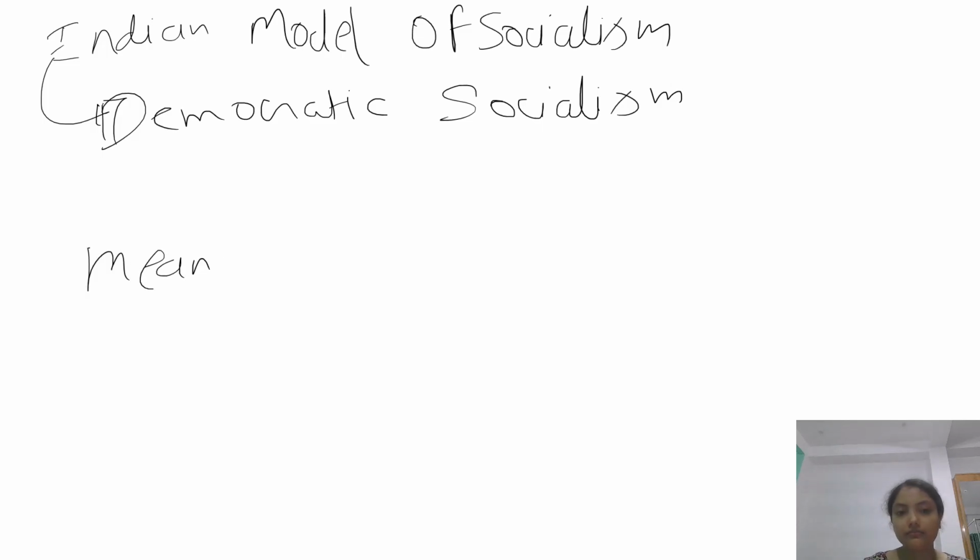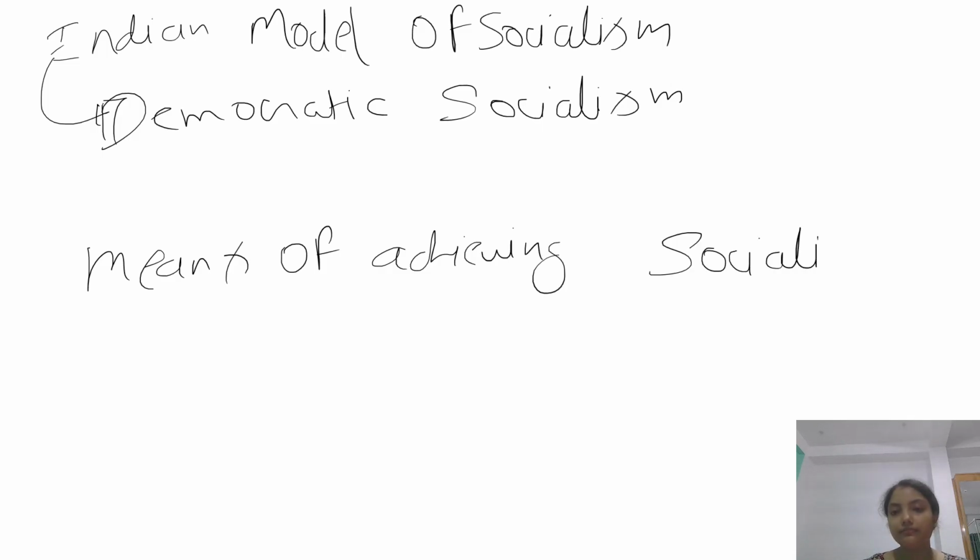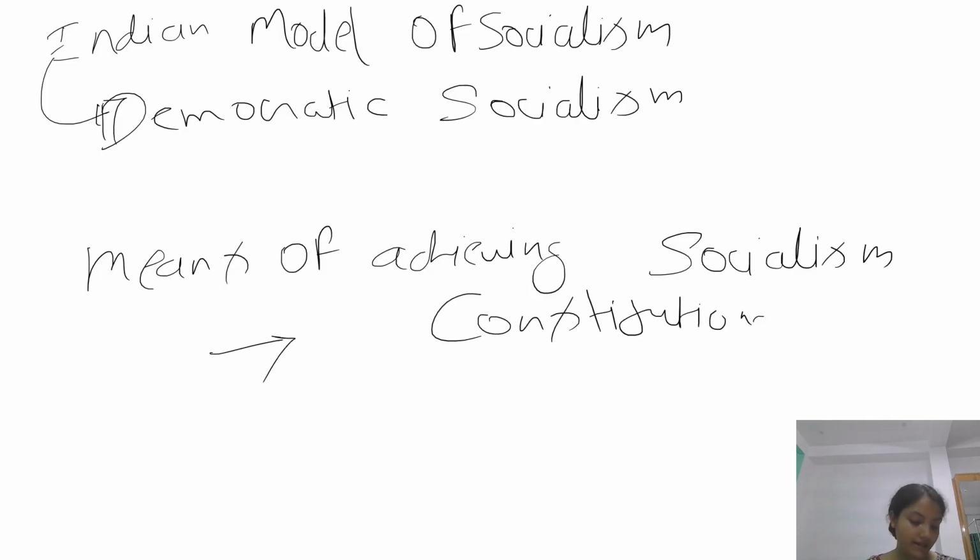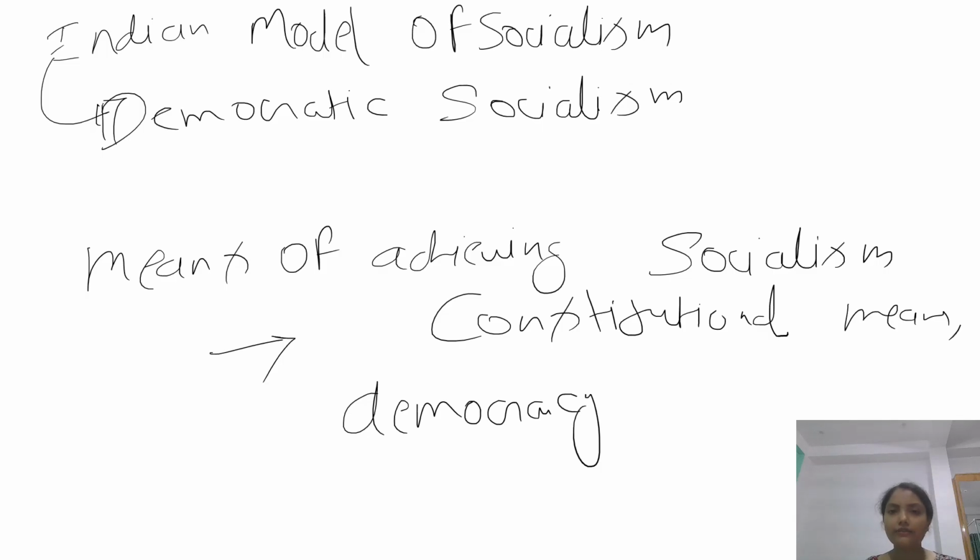Means of achieving socialism here is the constitution, constitutional means and democratic. So it is different from the general principle of socialism, because in India multi-party exists, right? Fundamental rights exist, even private property also exists.